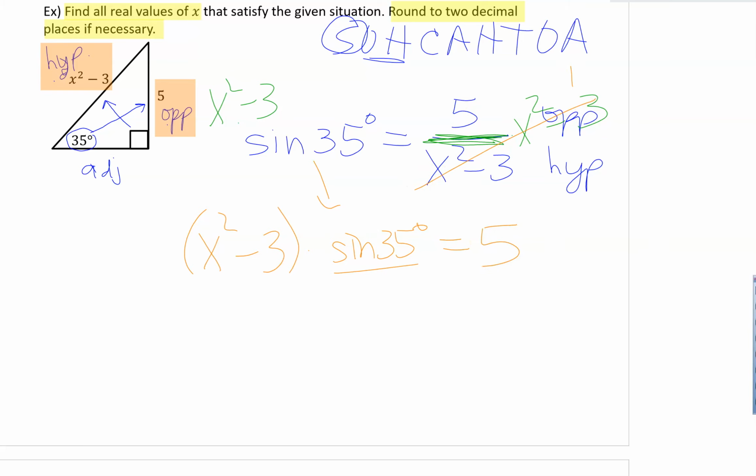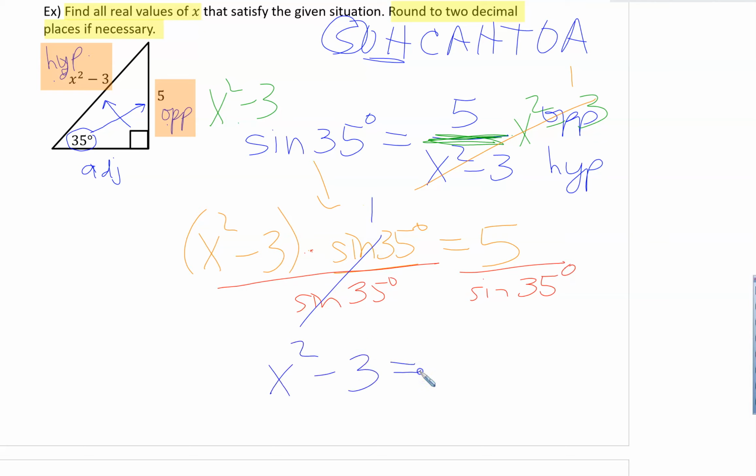So now what we're going to do is undo the multiplication between our x squared minus 3 and our sine of 35 degrees. So I'm going to divide both sides by the sine of 35 degrees. So now these have reduced to 1. So now I have x squared minus 3 equals 5 divided by the sine of 35 degrees.